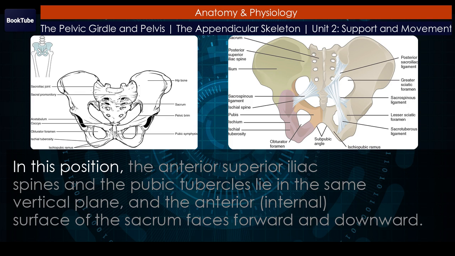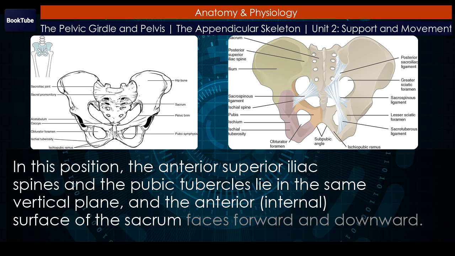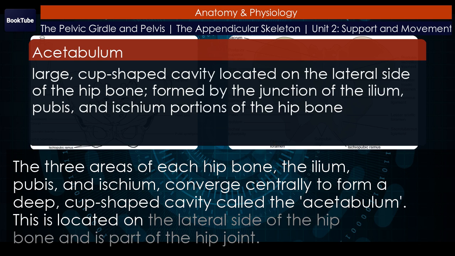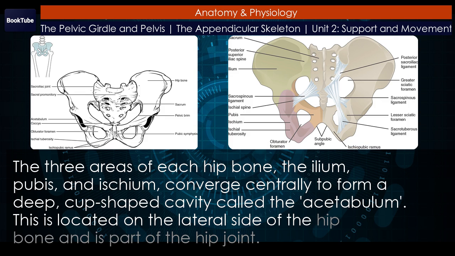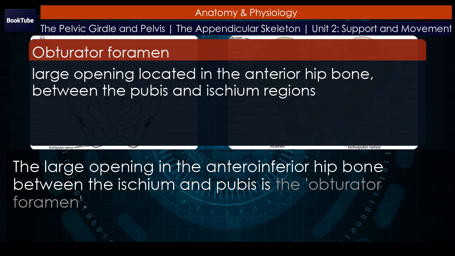In this position, the anterior superior iliac spines and the pubic tubercles lie in the same vertical plane, and the anterior, internal, surface of the sacrum faces forward and downward. The 3 areas of each hip bone, the ilium, pubis, and ischium, converge centrally to form a deep, cup-shaped cavity called the acetabulum. This is located on the lateral side of the hip bone and is part of the hip joint. The large opening in the antero-inferior hip bone between the ischium and pubis is the obturator foramen.